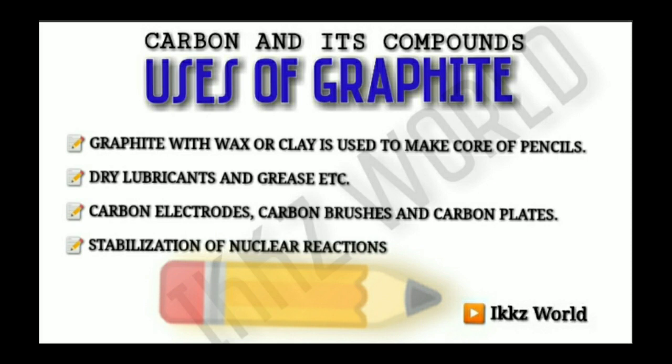Graphite being a good conductor of electricity, it's also used in the manufacture of carbon electrodes, carbon brushes and carbon plates. And these carbon plates are needed in dry cell batteries. Graphite is also used in nuclear reactors to stabilize nuclear reactions. This is because graphite can absorb fast-moving neutrons.